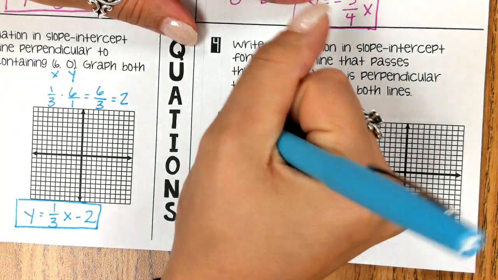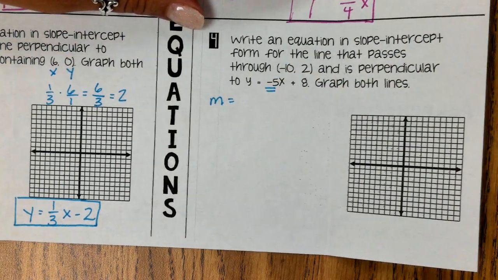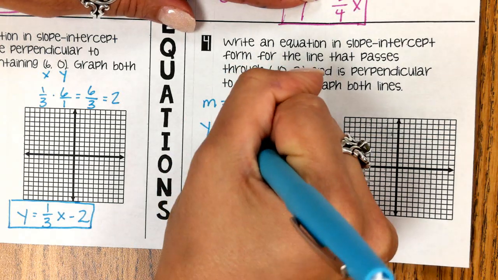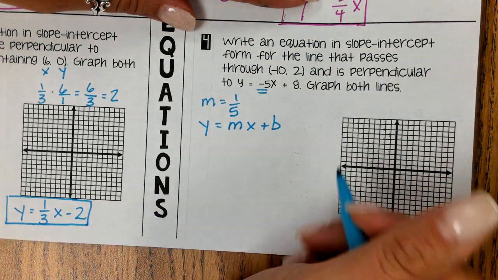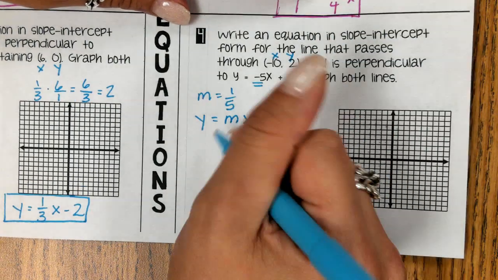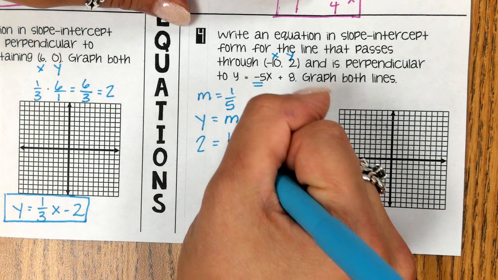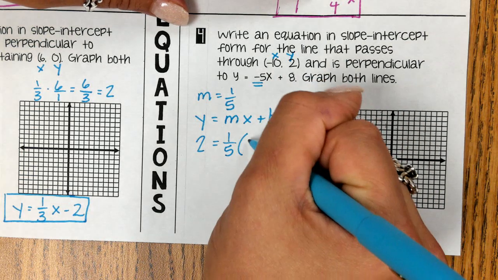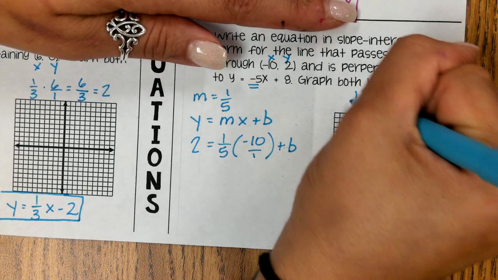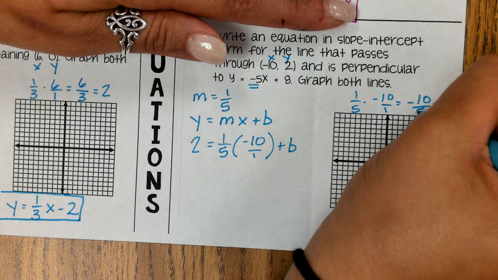Okay, so my slope is going to be the negative reciprocal of this. What is it? 1/5. So again, we should be setting it up like this, okay? So we can know where we're putting everything. What is your y? 2. My slope, 1/5. My x value, negative 10 over 1, plus b. Okay, so 1/5 times negative 10 over 1 equals negative 10 over 5, which equals what?